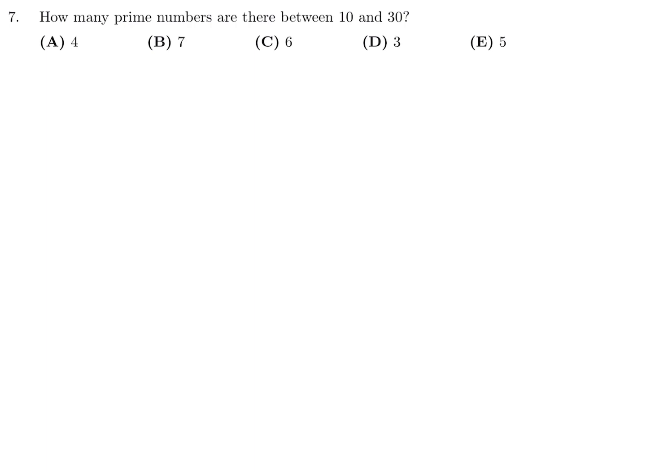How many prime numbers are there between 10 and 30? Well, here's 10, here's 30. Let's list all the odd numbers first, because remember, a prime is always odd, the only exception being 2. That's the only even prime number. So all I have to do is just list the odd numbers between 10 and 30, and then we can figure out which one of those is prime. So we got 11, 13, 15, 17, 19, 21, 23, 25, 27, and 29.